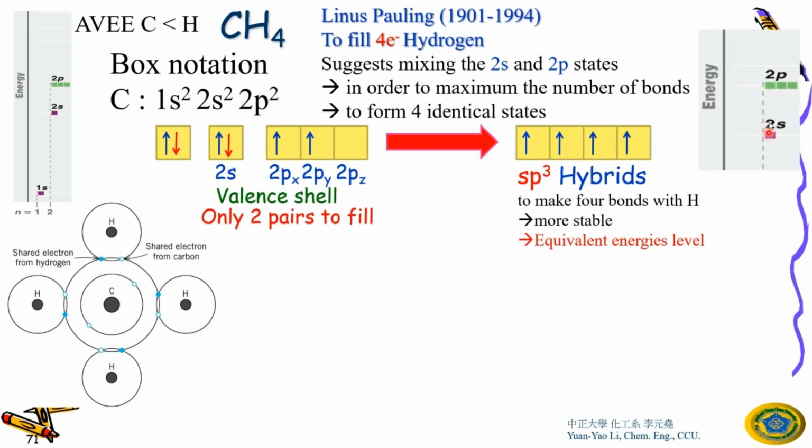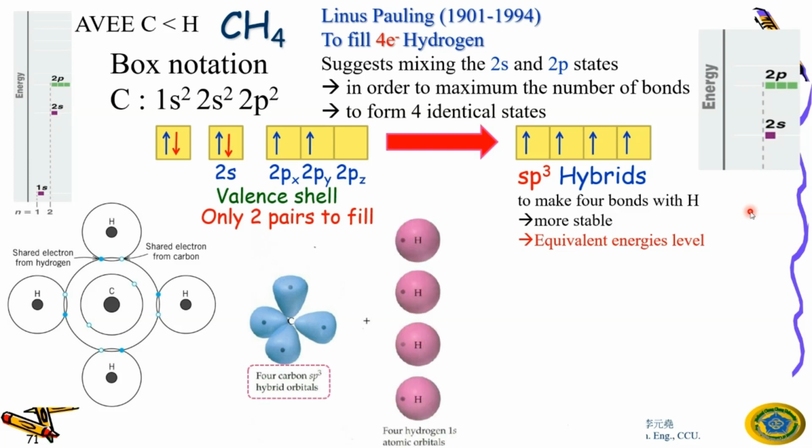So as you can see, the energy level diagram looks like this. 2s is low, 2p is high, but now you need to make them equal, okay? So originally, this is called carbon sp3 hybridized orbitals, and you have 4 identical hydrogen atoms, and you make it like this.